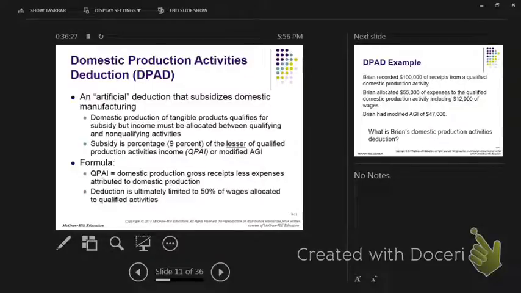So the formula is what's called the QPAI. One of the things I don't like is there are too many four-letter abbreviations. It's the DPAD and the QPAI. So it's the domestic production gross receipts less those expenses attributed to the production. And then the deduction is ultimately limited to 50% of wages. So you can never take a deduction that's more than 50% of the wages that you spent in the production of that item.